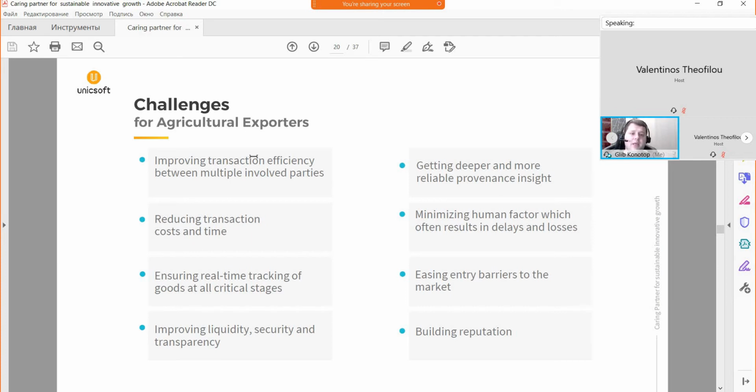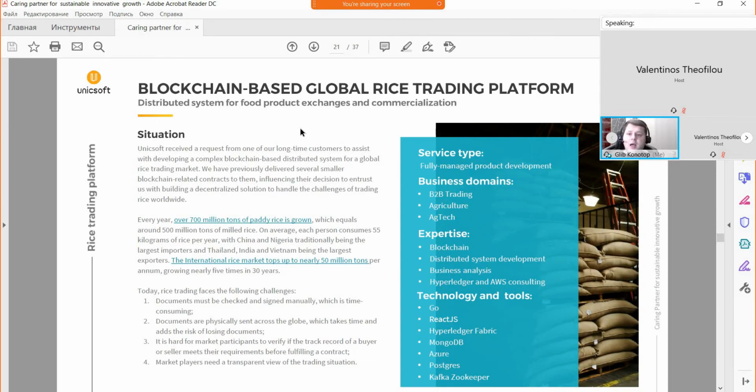So that is why it's really important to build a blockchain-based solution that will help exporters and importers process export-import operations in a fast and easy manner. And for that exactly, we built a blockchain-based global rice trading platform. And this platform was supposed to tackle the following challenges, such as the automation of the document workflow.